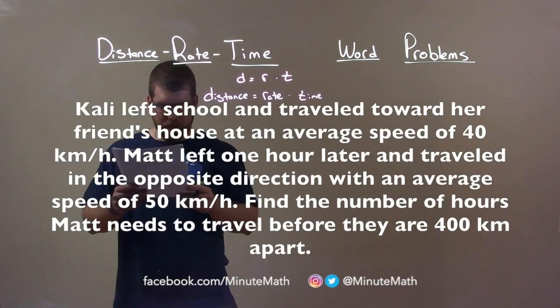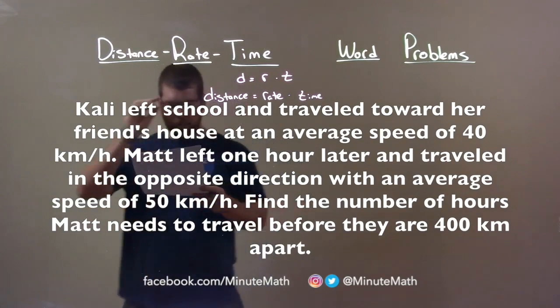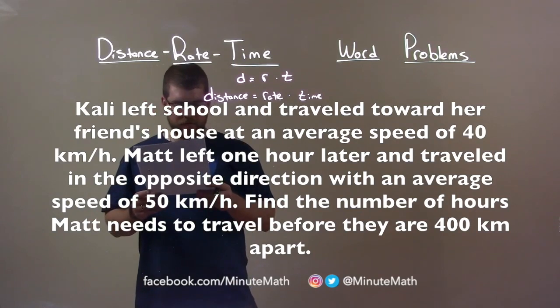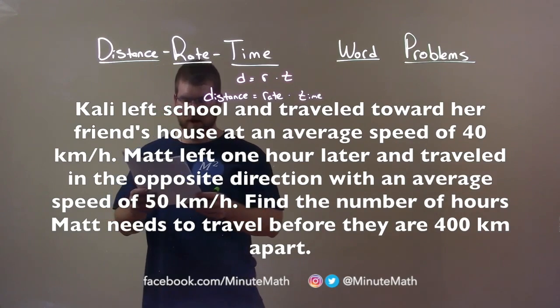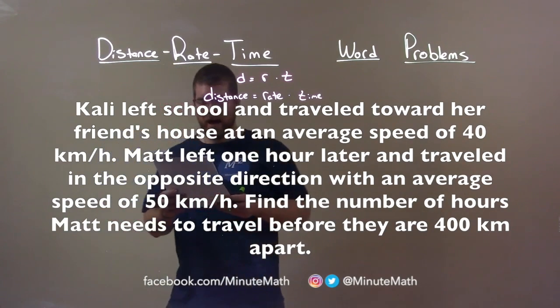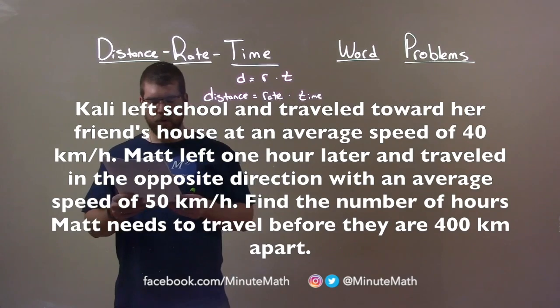Callie left school and traveled toward her friend's house at an average speed of 40 kilometers per hour. Matt left 1 hour later and traveled in the opposite direction with an average speed of 50 kilometers per hour. Find the number of hours Matt needs to travel before they are 400 kilometers apart.